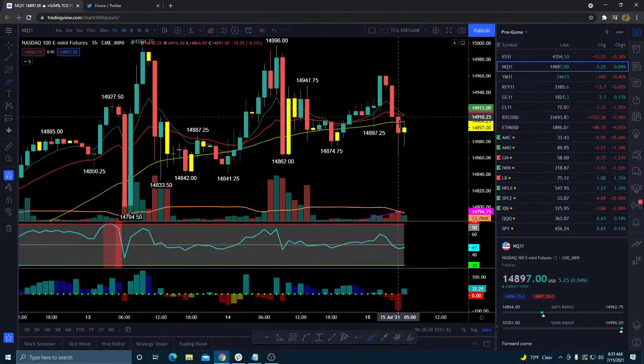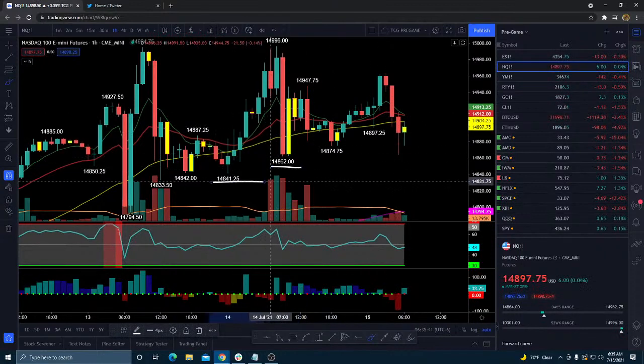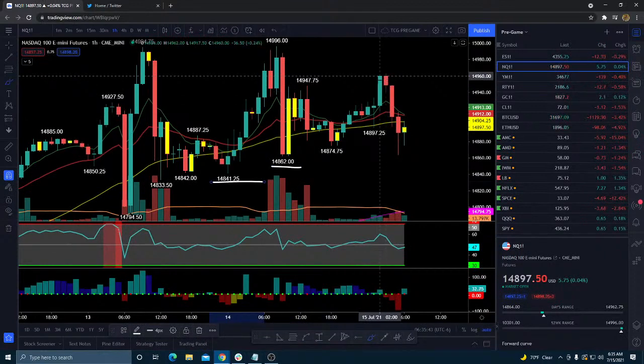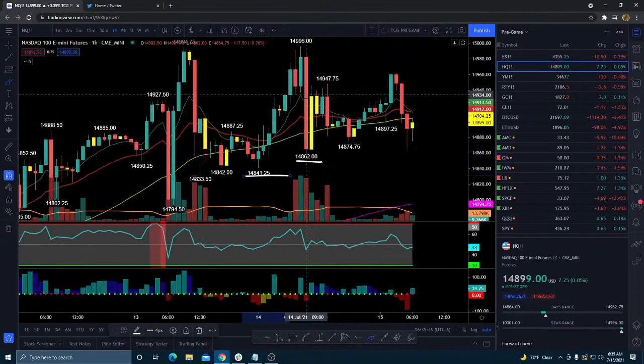So on NASDAQ, we have support at 14864, 14862, and 14841. Resistance, 14962 and 14996.